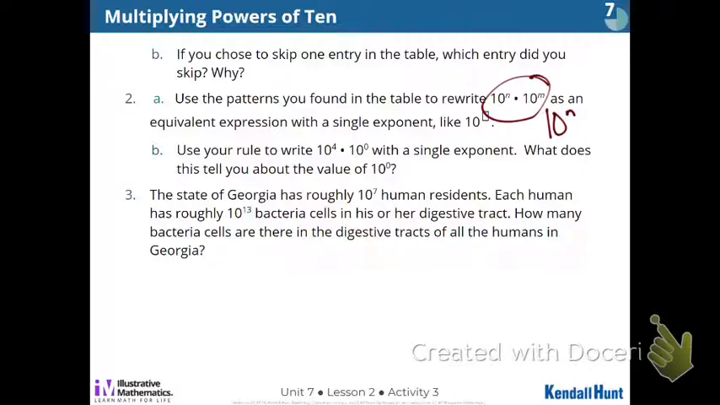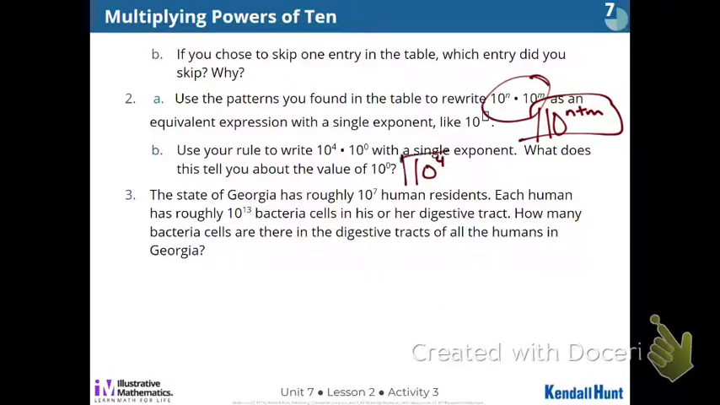Yeah. N plus m. We were adding our exponents. So this is the rule we just generated from all of our experiences. We're adding exponents when our bases are the same. So 10 to the 4th times 10 to the 0, I add my exponents, that should be 10 to the 4th.